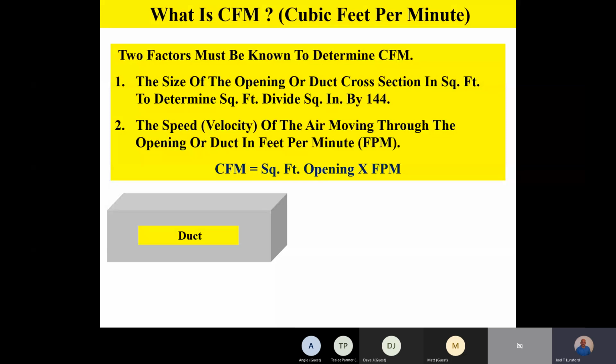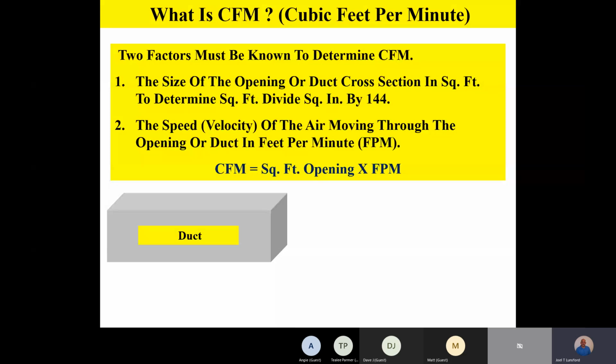So let's do another one real quick. Let's say we keep that same size duct opening, that 18 by 26, but now we're going to speed the air up to 120 feet per minute. So same routine, we take the square foot opening times the velocity of the air, in our example 120 feet per minute, and we see we've increased the CFM to 390.